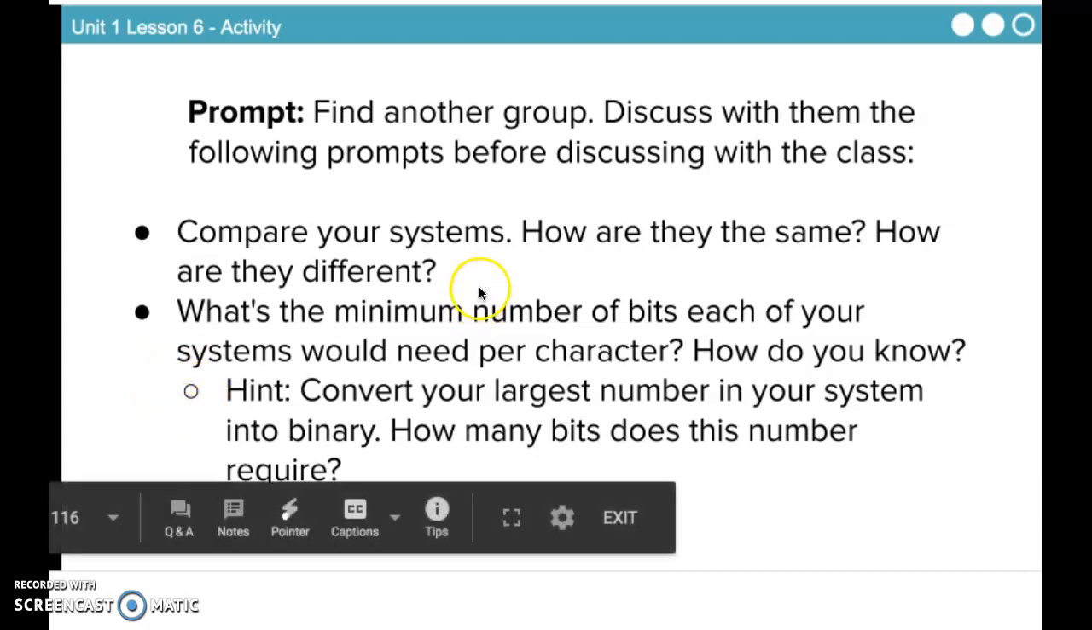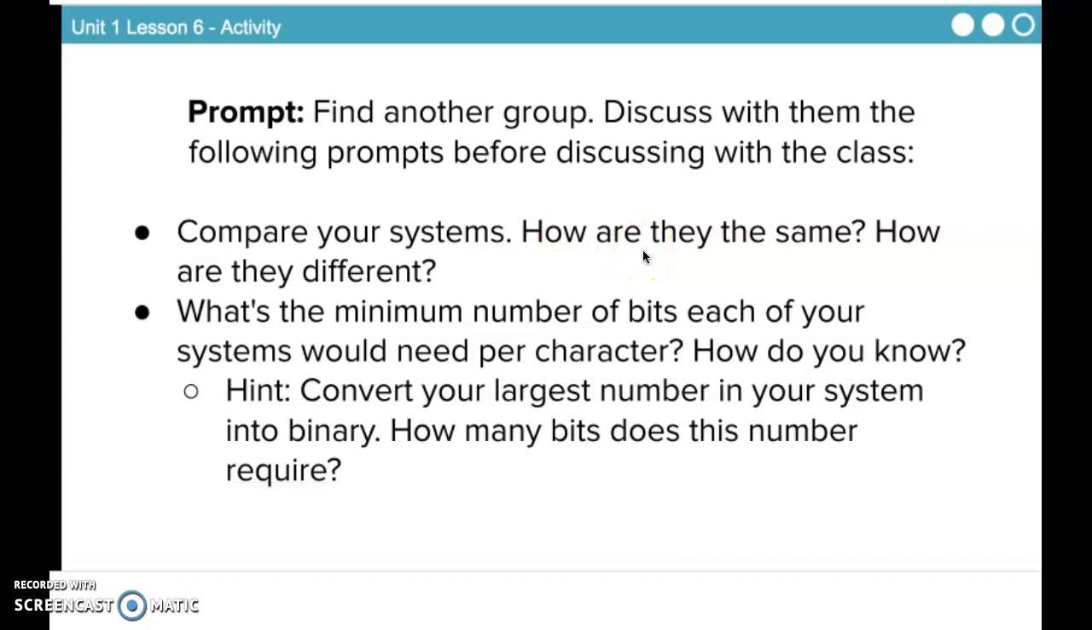Okay, so think about this. This will be when we come together as a group, and this is when I'll have everyone come back into the general Zoom. You're going to find another group, discuss with them the following prompts before discussing with the class. Well, we'll just discuss this as the whole class. You're going to compare your systems.